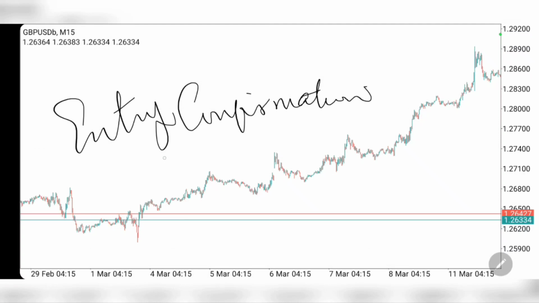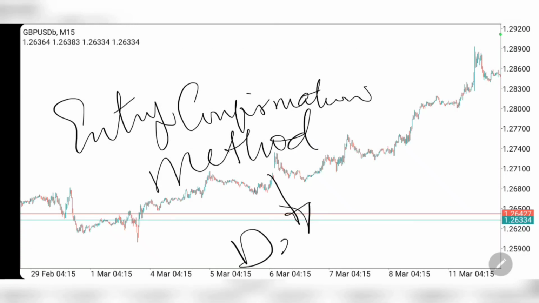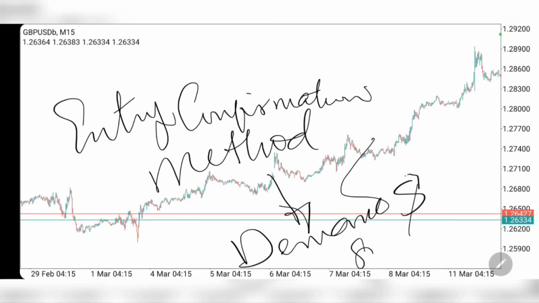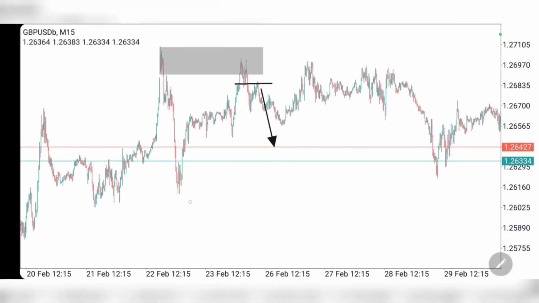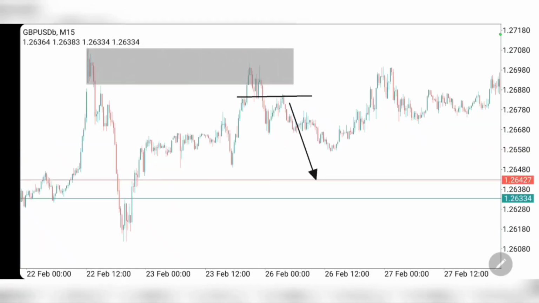Use Quasimodo mostly as an entry confirmation method. This is one way you can use Quasimodo while trading demand and supply zones. So use Quasimodo as an entry. You can see another one right here as well, another one right here.